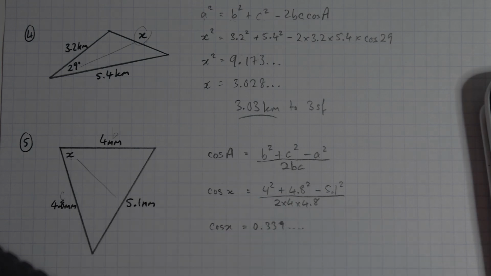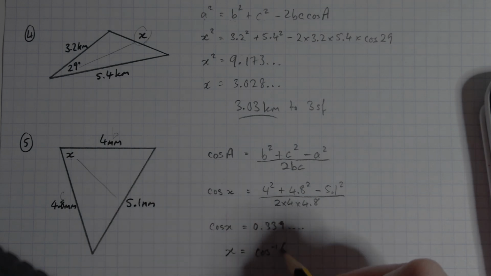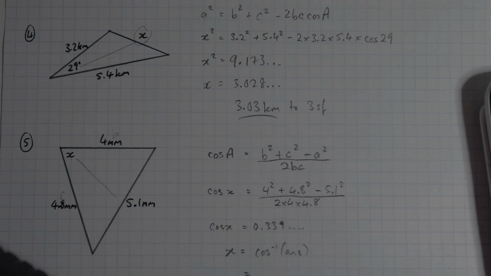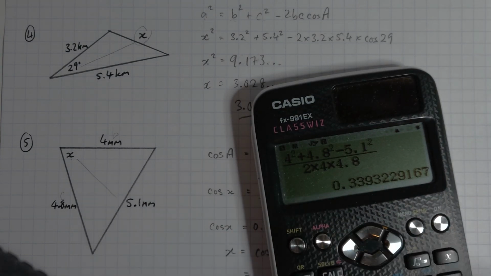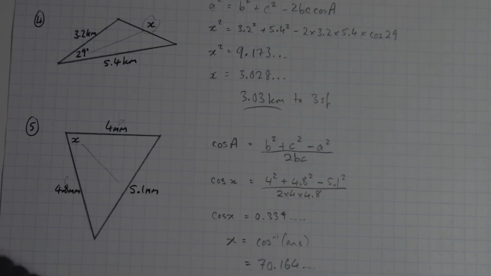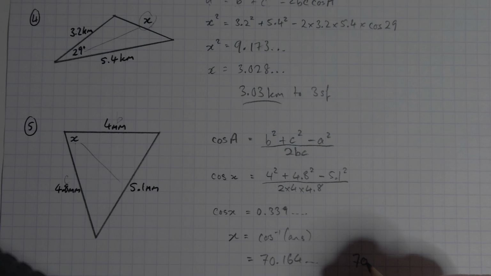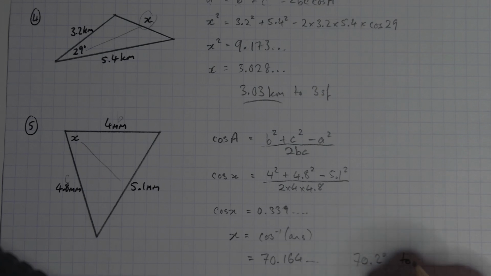So to get x on its own, I need to undo cos. The opposite of cos is cos minus 1. So just do cos minus 1 of that previous answer. That's going to give me 70.164 blah blah blah degrees. So if I round this to 3 significant figures, that's going to give me 70.2 degrees to 3 significant figures.